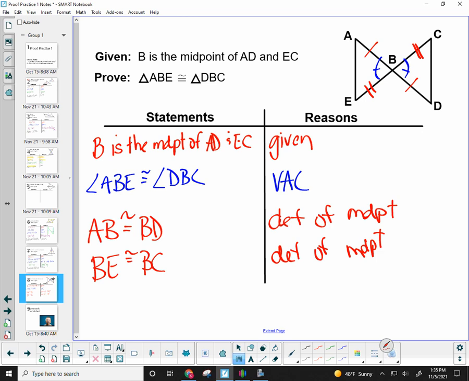All right, we have 3 congruency statements. Is it a good combination? Yep. So we have triangle ABE is congruent to triangle DBC because of what? Side angle side. Good.